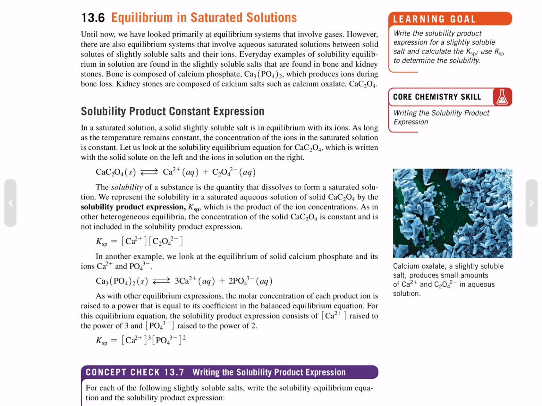Bone is composed of calcium phosphate, which produces ions during bone loss. Kidney stones are composed of calcium salts such as calcium oxalate.